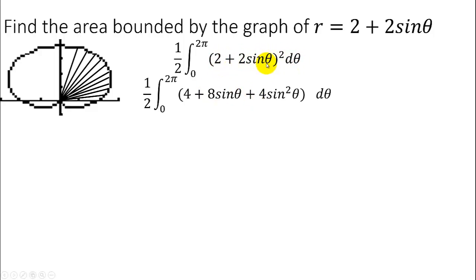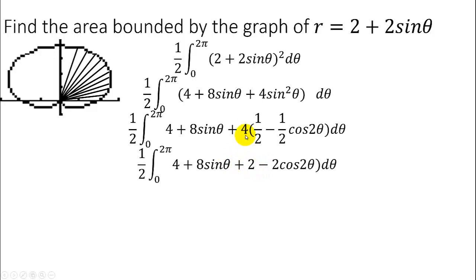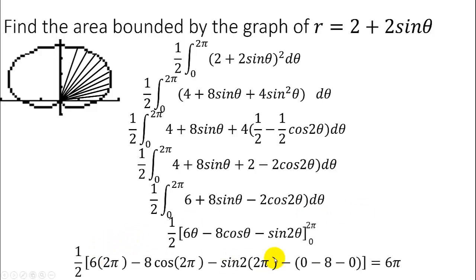Well, we square 2 plus 2 sine theta. And we replace sine squared with 1/2 minus 1/2 cosine 2 theta because we can't integrate sine squared, but we can integrate its equivalent. Then we distribute the 4 through. 4 plus 2 is 6. And then we can finally integrate. And we're going from 0 to 2 pi. When we plug in the values, we end up with a value of 6 pi.